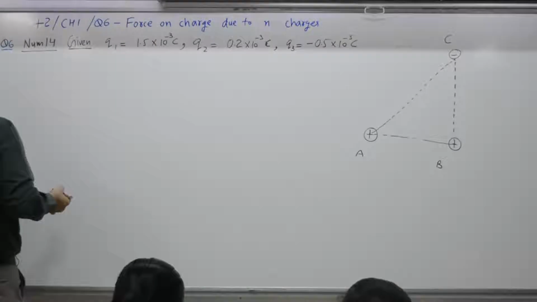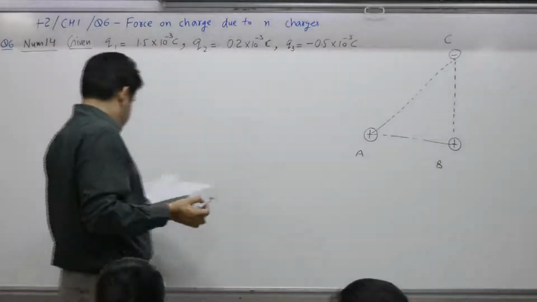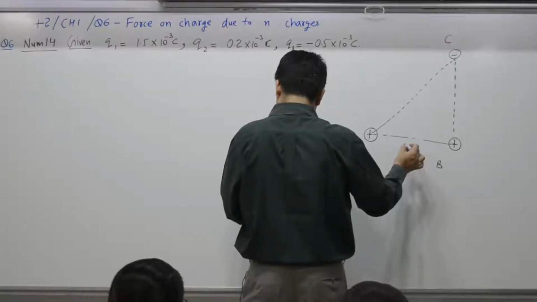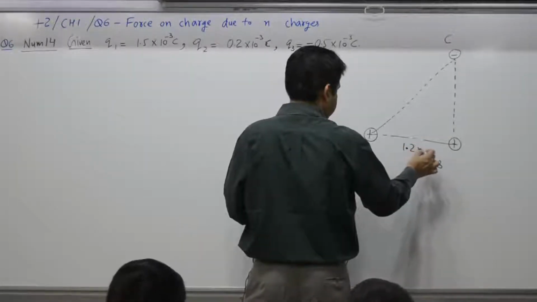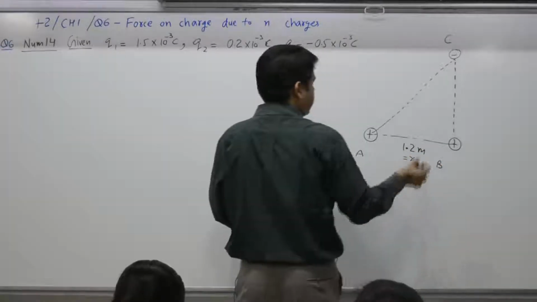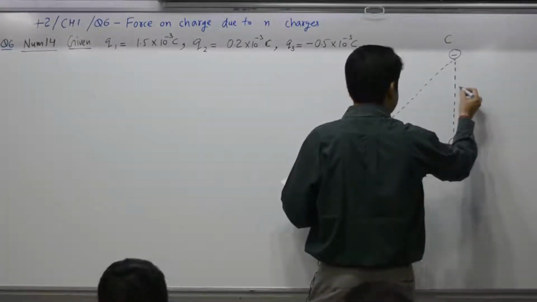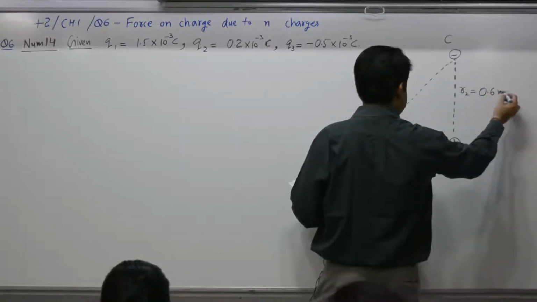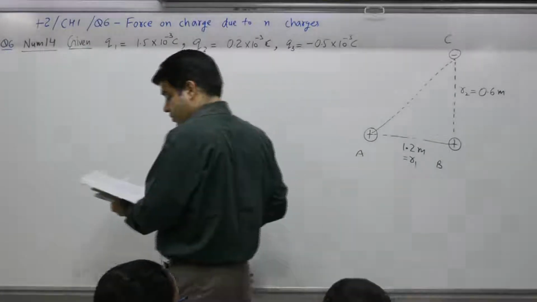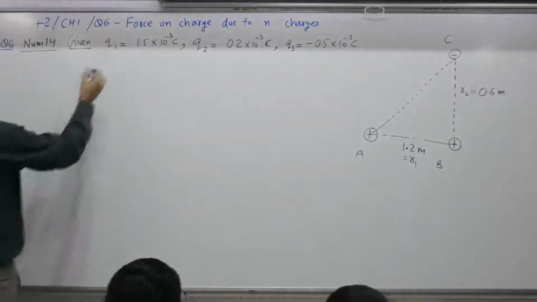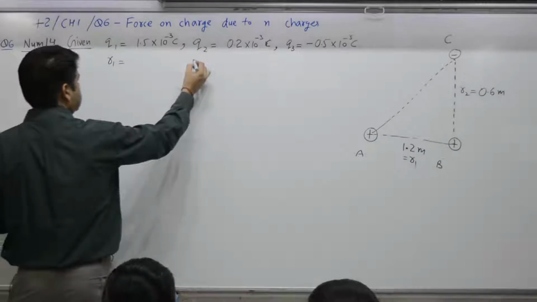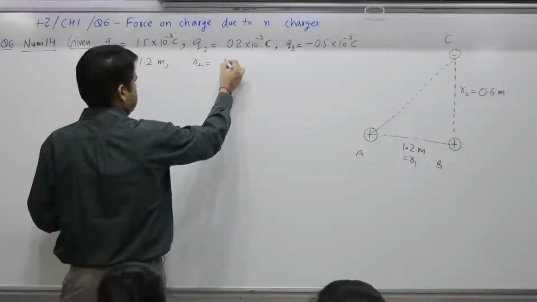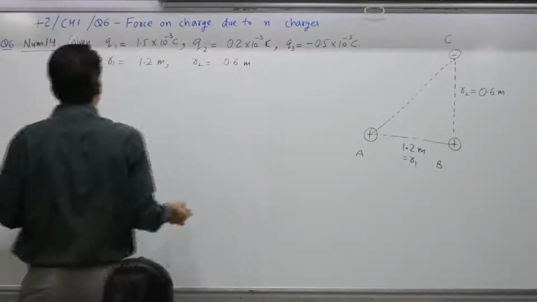Distances are given. This distance is marked as R1, and it is 1.2 meters. This distance is marked as R2, and it is 0.6 meters. R1 is 1.2 meters, R2 is 0.6 meter. What do you have to find out?